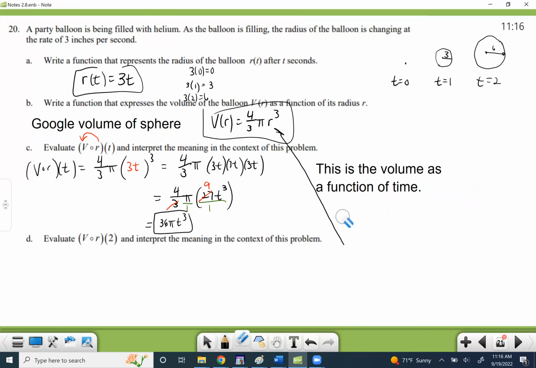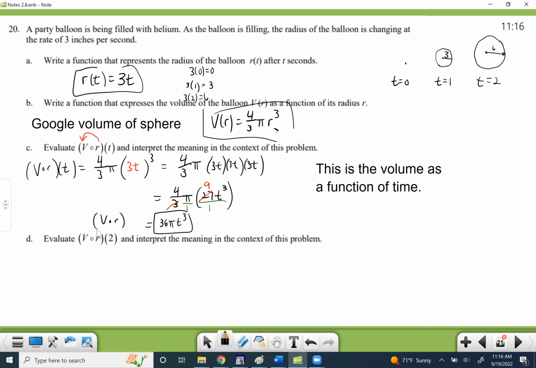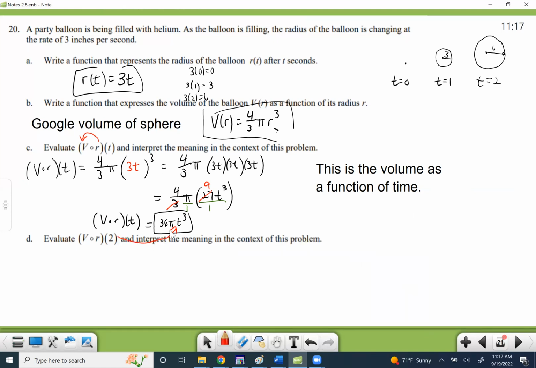Okay, so let me erase all that junk because I want to make sure I don't confuse people when they look at that. Okay, so here we are. We're looking at V compose R of 2. So we just have to take the 2. And remember, this function over here is V compose R of T, right? That's what it is. So we can just straight up plug 2 into it. I'm going to take 2 and put it in right there.